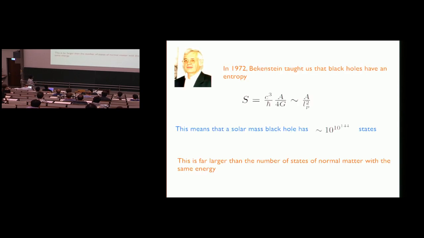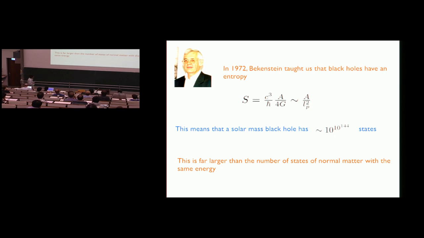So let's go back to the work of Bekenstein, who told us that the entropy of a black hole is given by the surface area of the black hole measured in units of Planck length squared. And it tells you the black hole actually has a very big entropy, which is 10 to the power 144 states. So that's a huge entropy. It's much more than the entropy of the sun before it collapsed. So the sun has a much lower entropy than the black hole after it has formed.